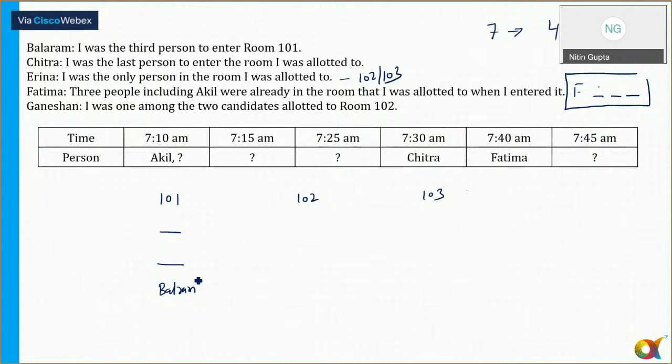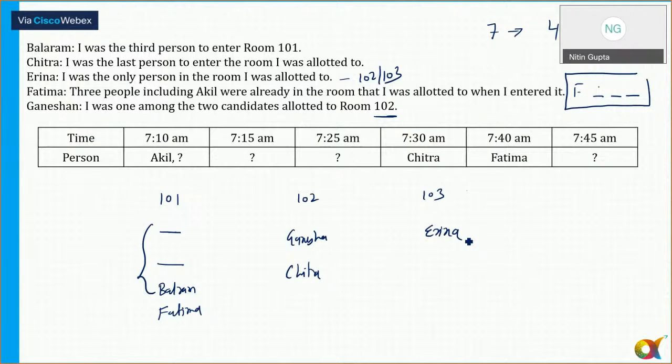So when Fatima entered, there were already 3 persons. So I think Fatima entered room number 101, as there are already 3 persons here. And Ganesan says, I was among the 2 candidates allotted to room number 102. So in 102 there were 2 candidates, and Ganesan is one of them. And the other has to be Chitra, because Chitra was the last person to enter the room in which she was allotted. So Chitra is here. And Irina is in room 103.